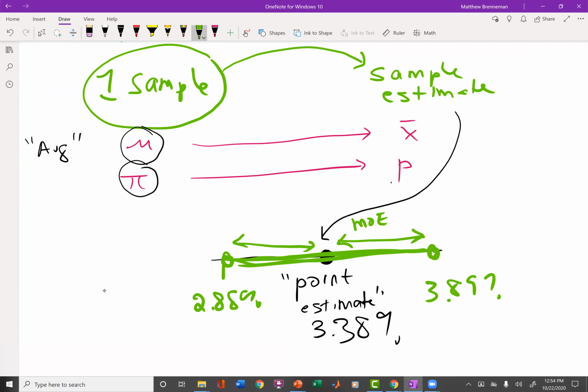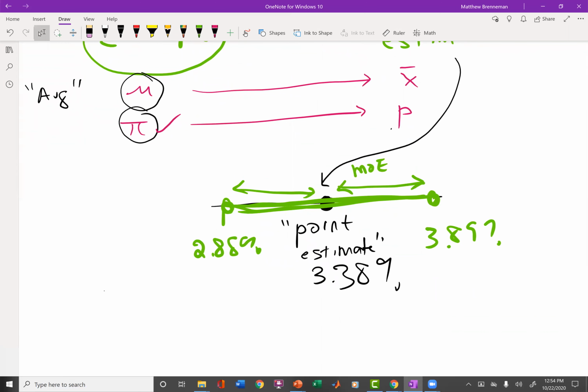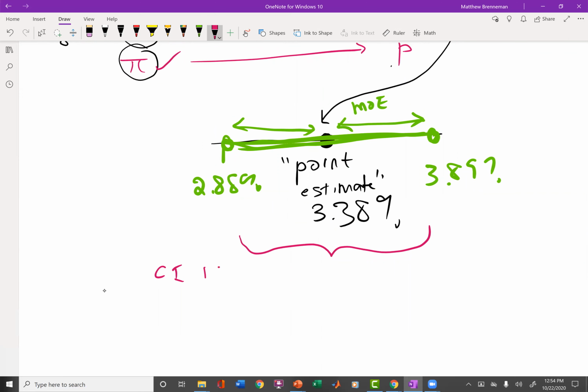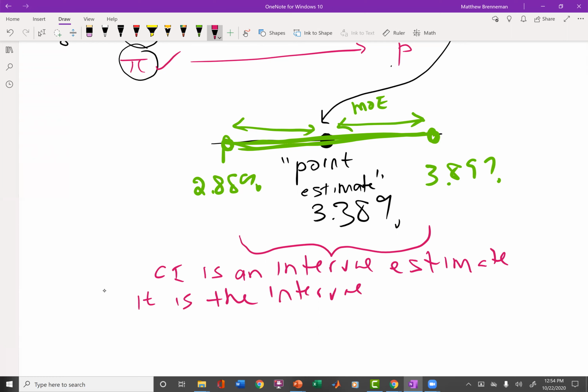And so, yeah, what is a confidence interval? So notice that before we estimated the population proportion by a single point. That's why it's called a point estimate. A confidence interval is what we call an interval estimate. It's the range of values that we think contain the population parameter. So we say that a confidence interval is an interval estimate as opposed to a point estimate. And what this means is it is the interval that we're confident contains our parameter value.